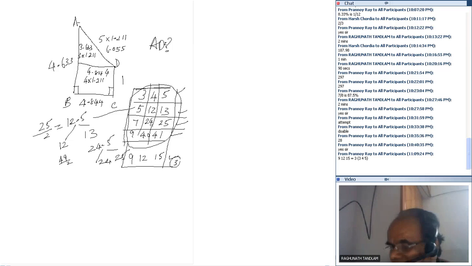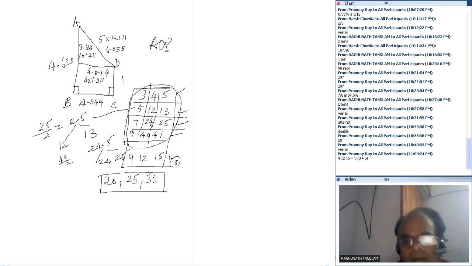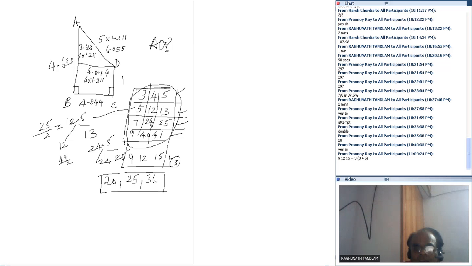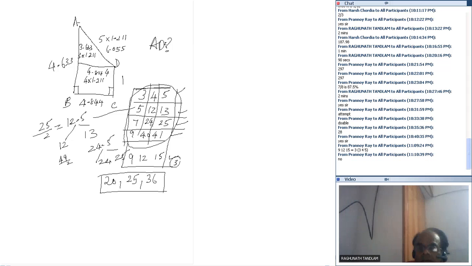Supposing I say, can this be a right angle triangle? I'm not even checking. Don't even check. 20, 25, 36. Can it be a right angle triangle or not? No. Why? Hypotenuse alone is divisible by 3. Others are not divisible by 3. If the hypotenuse is divisible by 3, the other sides also should be divisible by 3.